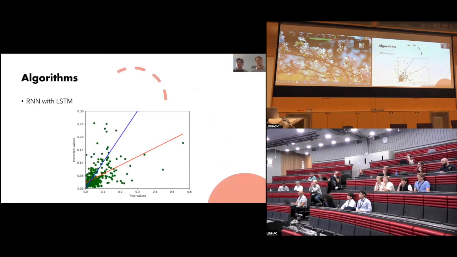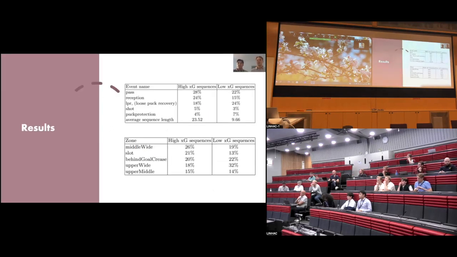To do this, we used a recurrent neural network with long short-term memory. On this picture, you can see how our model predicted the values compared to the true values. So with this model, we could extract some results. First of all, we extracted the sequences where our model predicted the highest expected goals values.